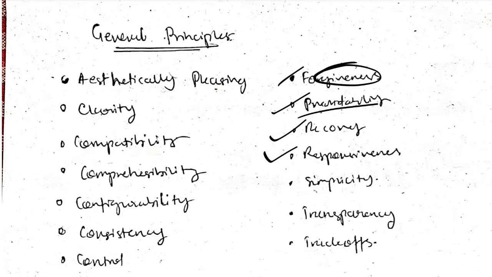Recovery from the errors, responsiveness to whatever is done. Simplicity in the design. Transparency means what you are doing, it should be clearly visible in the background what is happening. And trade-offs means if you increase the space, time will be reduced. If you increase the time, space will be reduced. So that's all for this module.